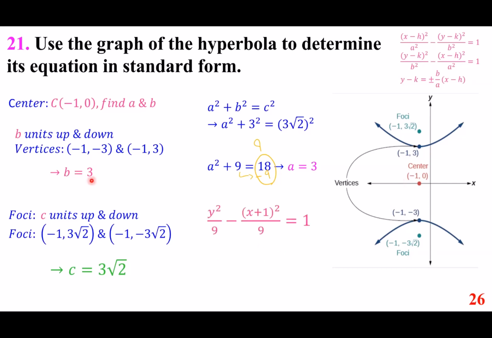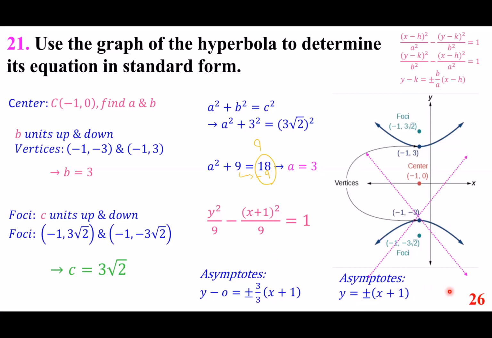By the way, why 9? Because a and b happen to be the same, the number 3. As far as the asymptotes are concerned, y minus k, which is 0, equals plus or minus b over a, which is 3 over 3, times x minus h, which makes it x plus 1. And as you can see, this 0 has no bearing, and this is 1. So there are 2 asymptotes, y equals x plus 1, y equals minus x minus 1, and we are done.